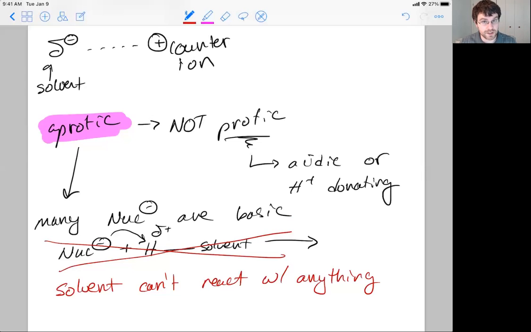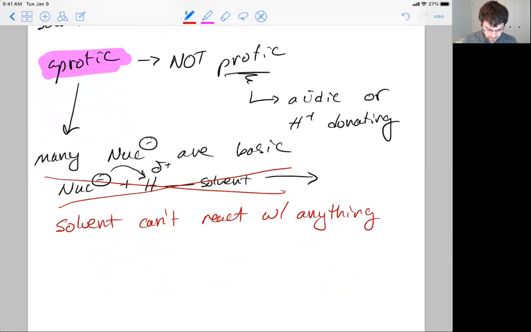There will be no acid-base reaction between the solvent and the nucleophile. And that's important because the solvent, all it's supposed to do is get everything to dissolve, get the ions to separate, allow things to start to collide appropriately. It's the facilitator, but it's not going to get involved with any bond-making or bond-breaking events at all. Okay, so we're aprotic, we're not reacting with anything.